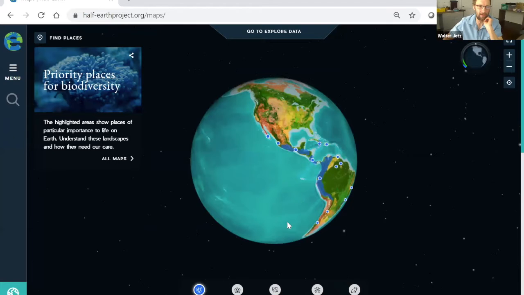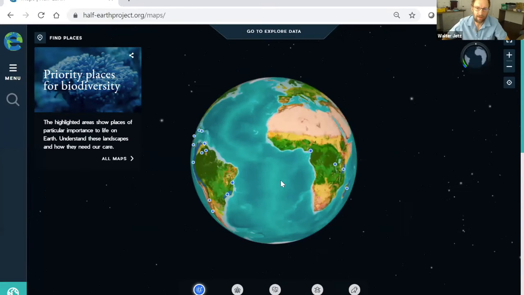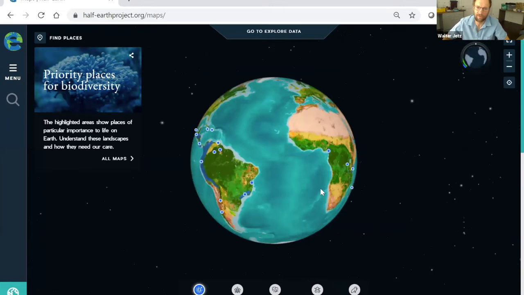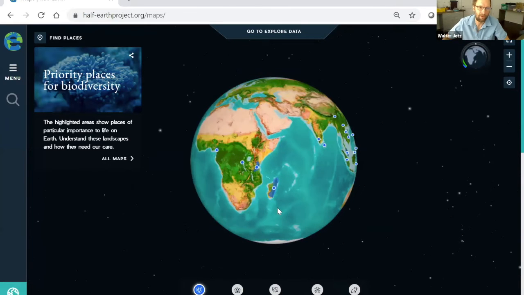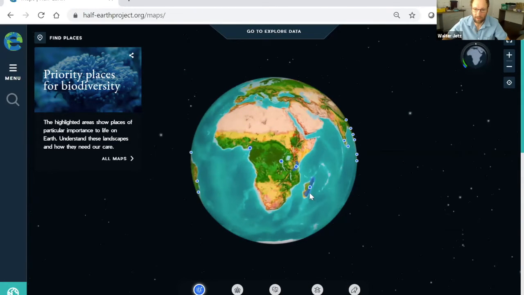So what we're looking at here is the current version of the HalfEarth map, and you can find this at half-earthproject.org/maps. And here is kind of a simplified version, if you will, of the top places for conservation activity going forward, in this case, for terrestrial vertebrates. So that's birds, mammals, amphibians, and reptiles. So tens of thousands of species supported the identification of these places.